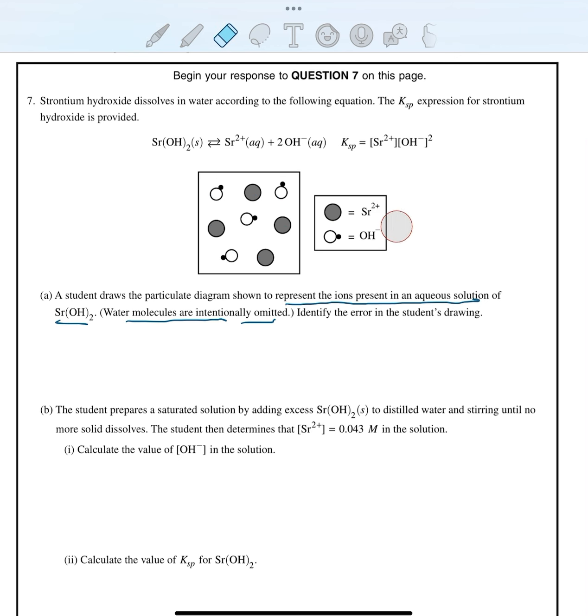And if I look at the balanced equation, I notice that for strontium ions to hydroxide ions, there should be 2 times the hydroxide ions compared to the strontium because of this 2-to-1 mole ratio. So the main error that I see here is that the student's drawing does not reflect the mole ratio.